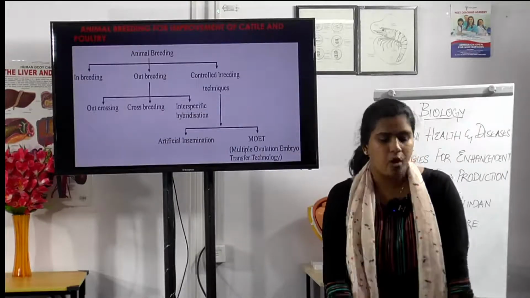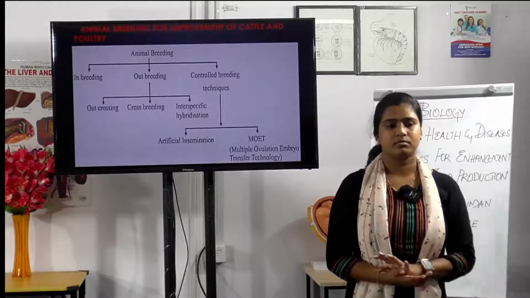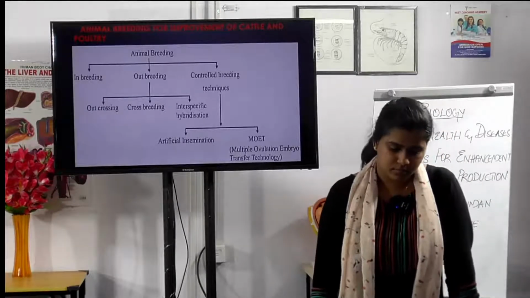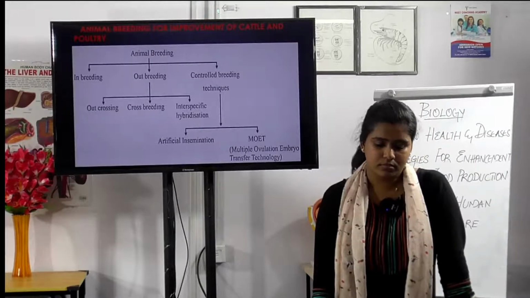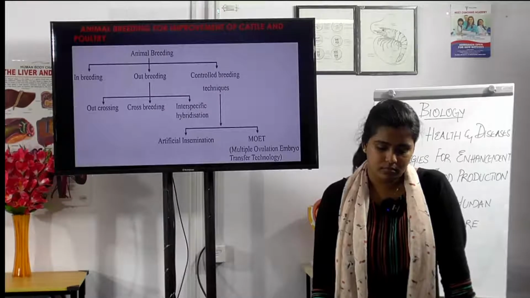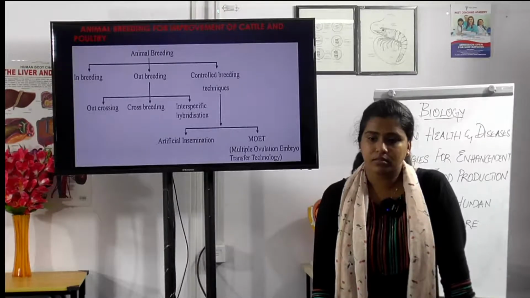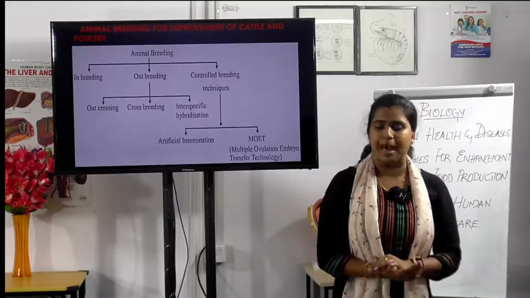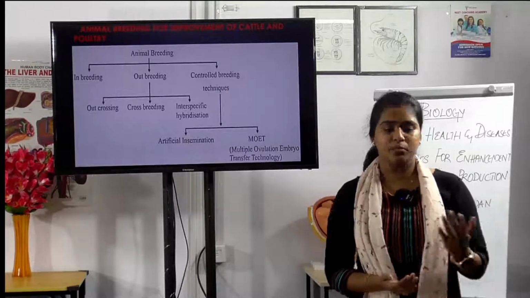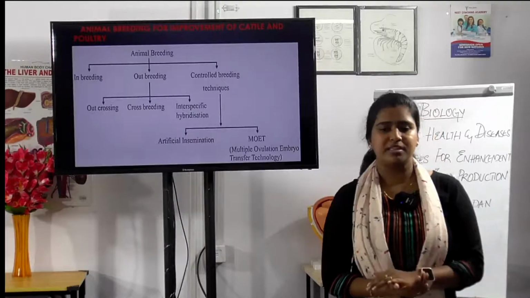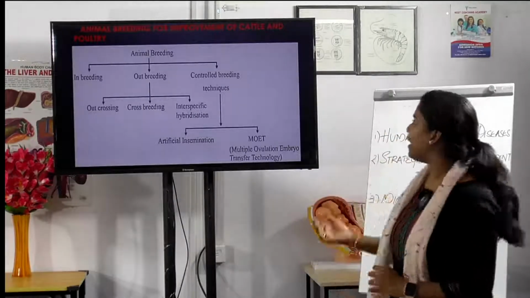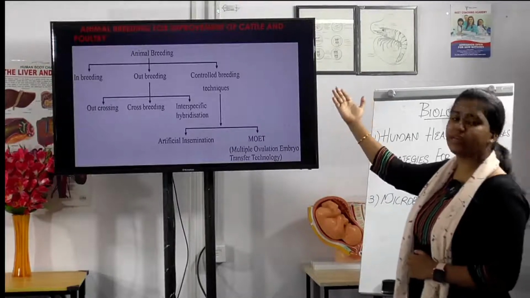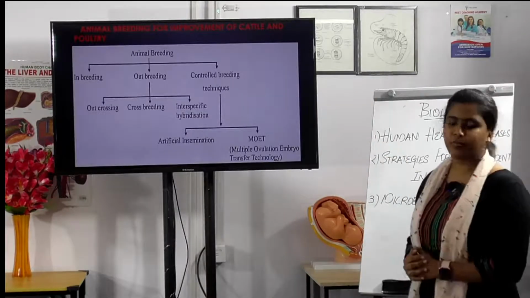Okay, what is breeding? Yeah, that is correct. Interaction between two animals which are similar in most characteristics, general appearances, features, size, etc. And animal breeding is of three types, three categories. One is inbreeding, outbreeding and controlled breeding.